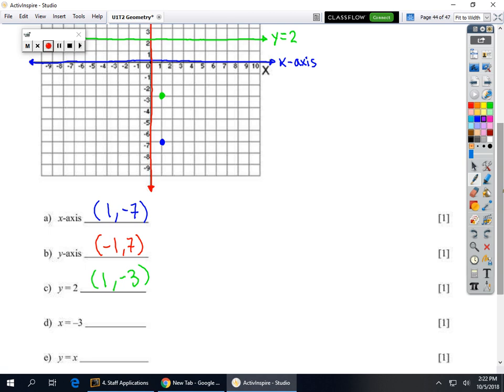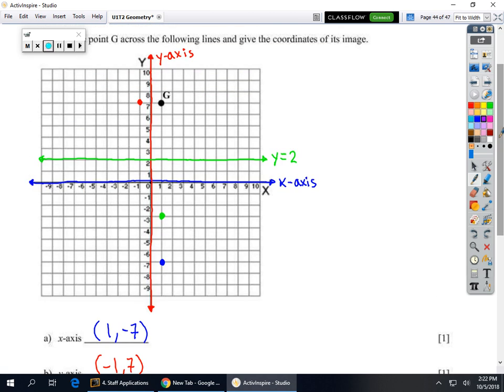Next is x equals negative 3. Why don't we change the color to purple? X equals negative 3. Where's negative 3 on the x-axis? It's right here. And this time I'm creating a vertical line. Okay, what we're doing is reflecting G across the line x equals negative 3. Let's label this. How far away is G from the negative 3 line? 1, 2, 3, 4. It's 4 spaces away. So then it needs to be 1, 2, 3, 4 spaces in the other direction.